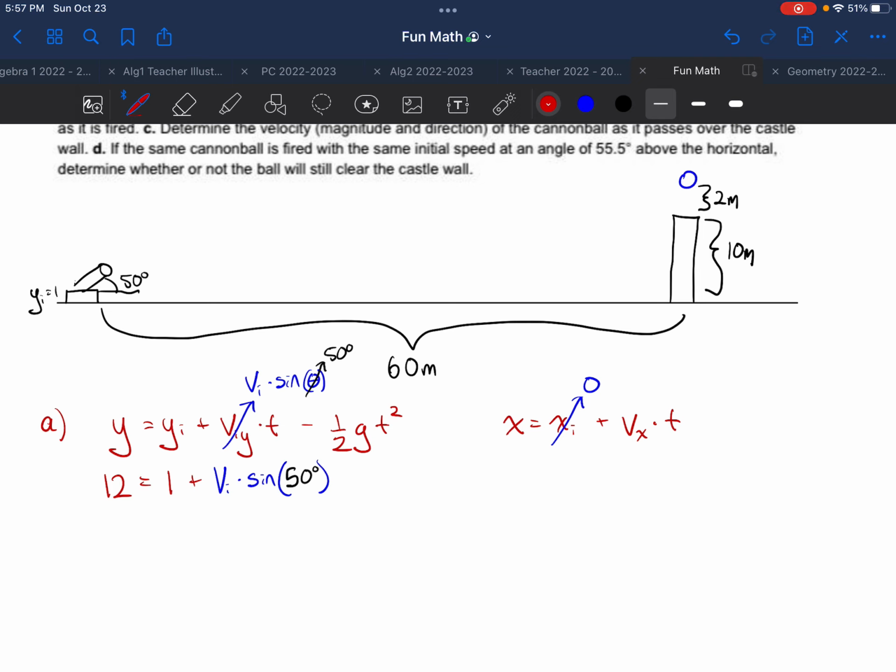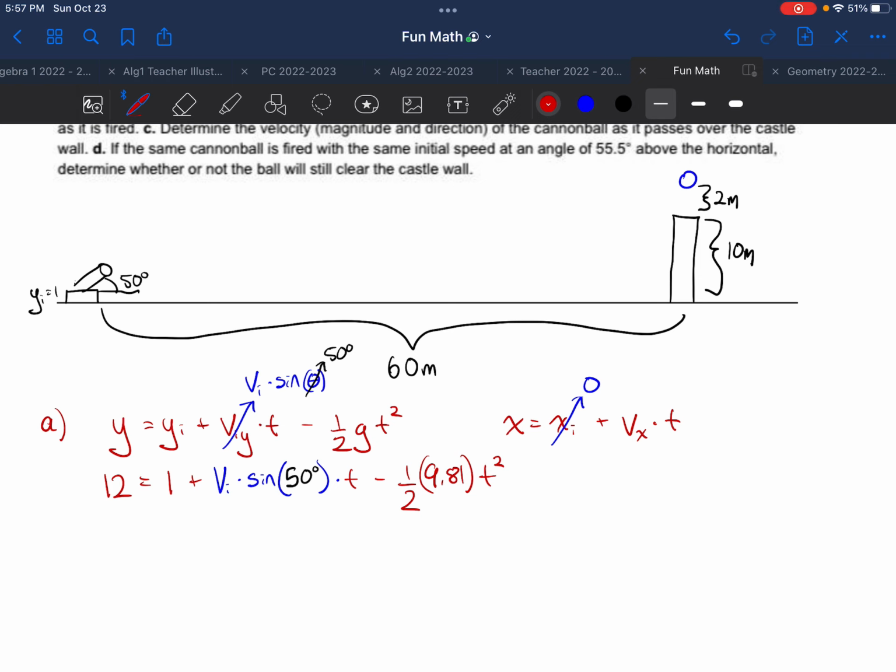And I have to multiply that by t. Multiply by t. I should go back to red though. Multiply by t, and I subtract 1/2 times, since we're in meters, 9.81, and then I'm going to multiply that by t squared. Cool. Filled in all the information on the left.